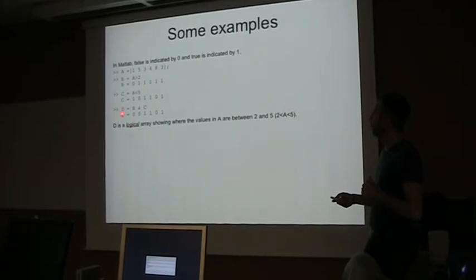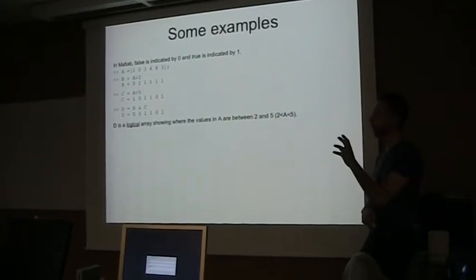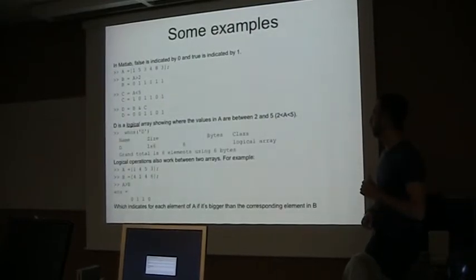As I said, this is D, C, and B. They are logical arrays. Okay? They're not doubles, for example. They're not numbers in the common sense. If you type whos of D, you get a description of it.